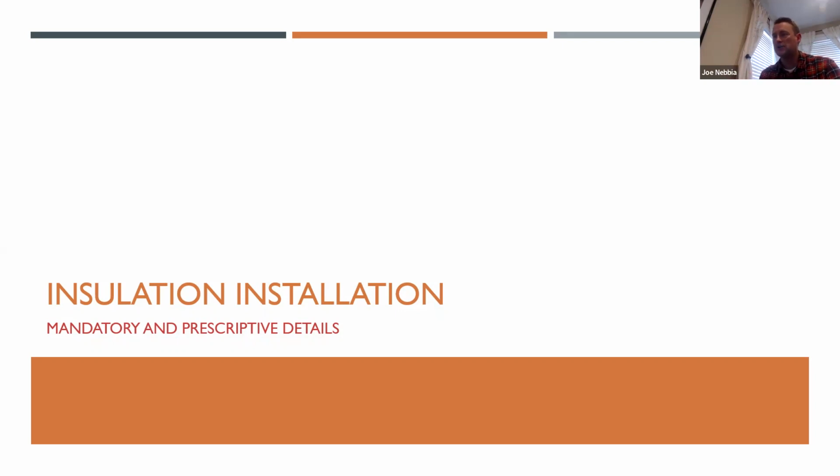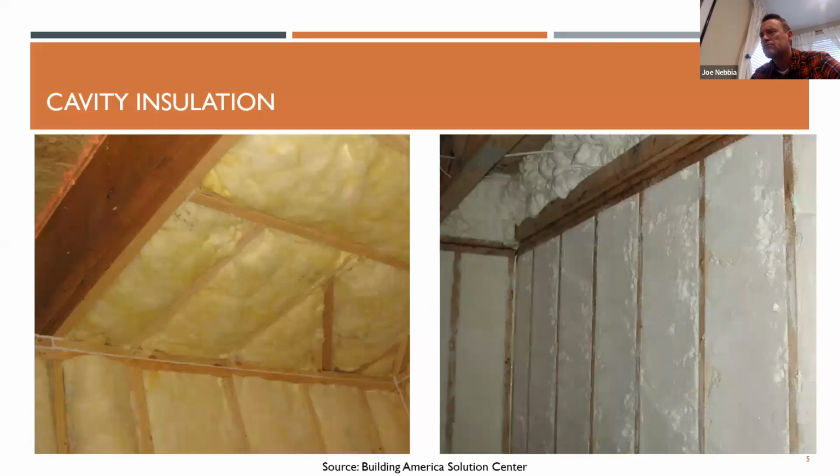That's why they're there. It's because we can put R100 in our walls, but if it's not installed correctly, it's not going to work right. So that's an important part of the code.